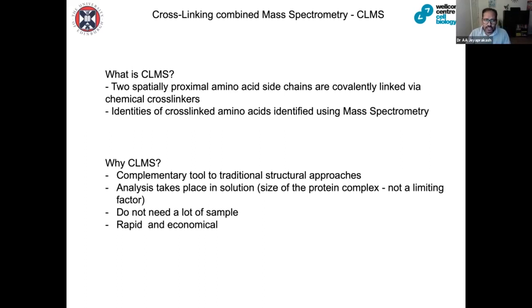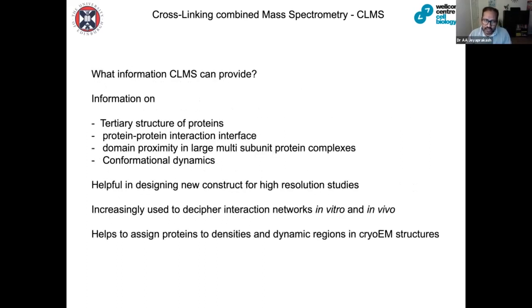So what information can cross-linking mass spectrometry provide? It can provide information on the tertiary structure of proteins. It can provide information on the protein-protein interaction interfaces. Depending on the type of chemical cross-linker one uses, one can obtain information either on the proximity of domains within a large multi-subunit protein assembly, or the identities of specific amino acids that mediate protein-protein interactions. It can also give valuable information on conformational dynamics. It can capture transient interactions that are functionally relevant.